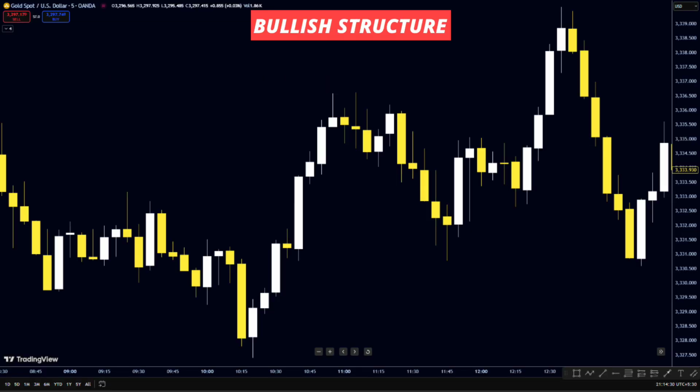Here's how it looks. Let's say price moves from here to here. That's a higher high. Then it pulls back to right here. That's a higher low. Then price pushes up to here, another higher high. This is a healthy bullish structure.